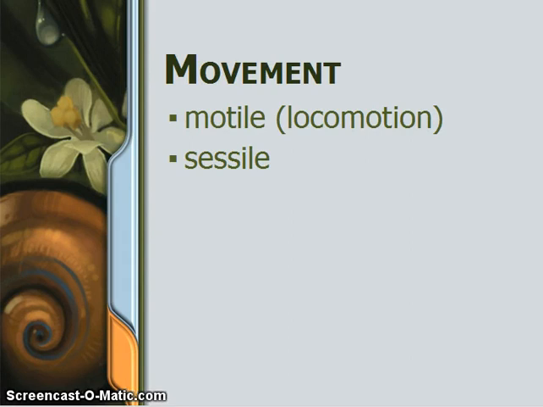Next, when we look at animals, animals are either motile or they are sessile. Either they are able to move themselves or they are planted firm and they don't move at all. Most members of the animal kingdom are going to be motile, but we'll see some that are sessile for most of their life.